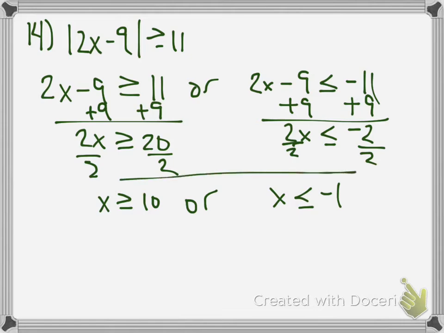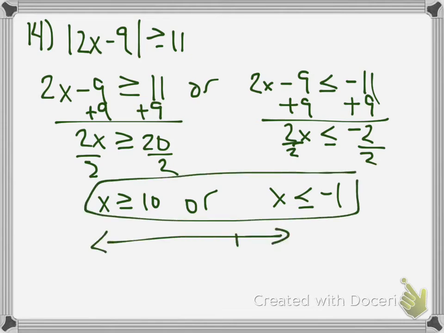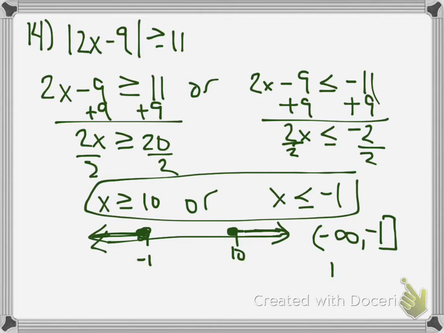Okay, so there is this answer. That means on the graph, here's 10 right here, here's negative 1. Closed dot at both, but the negative 1 goes to the left, the 10 goes to the right. And then the interval notation would be negative infinity to negative 1, bracket, parentheses, and 10 to positive infinity, again, parentheses, bracket.